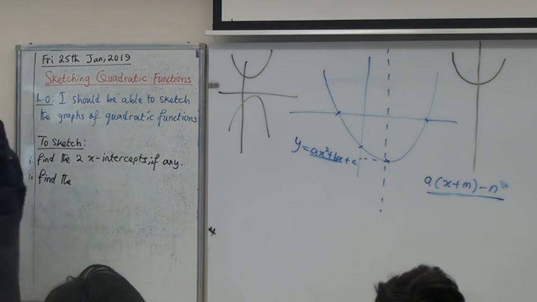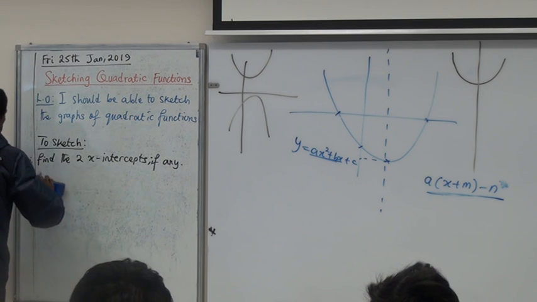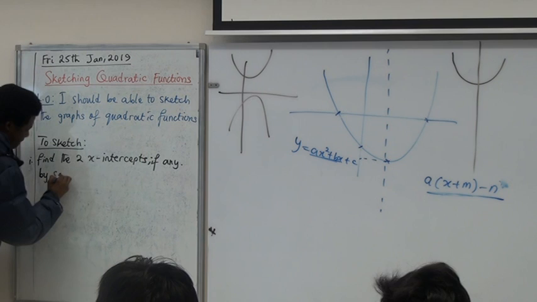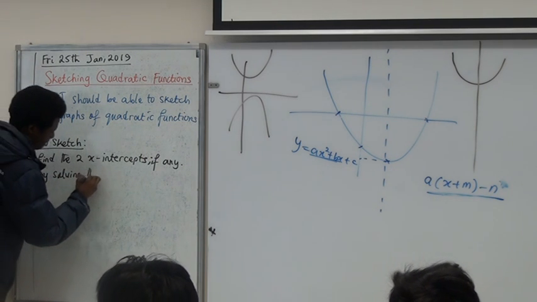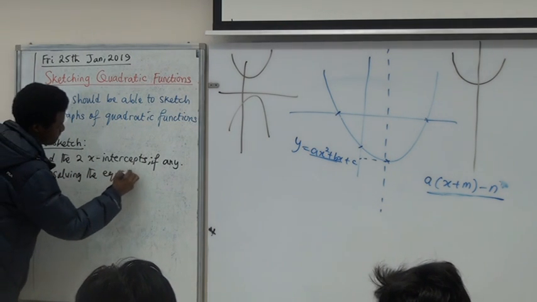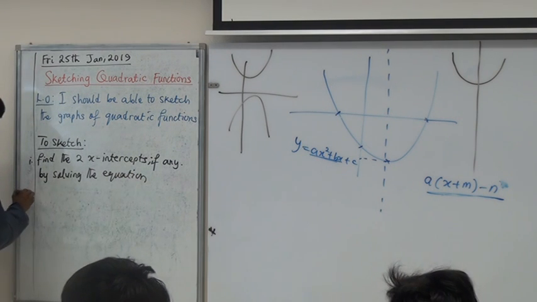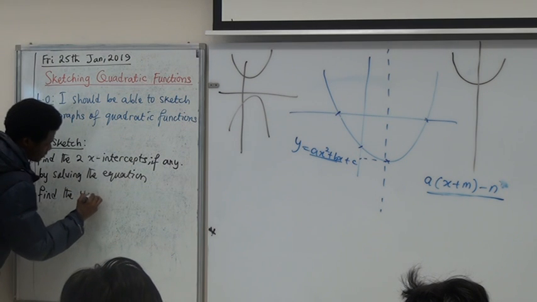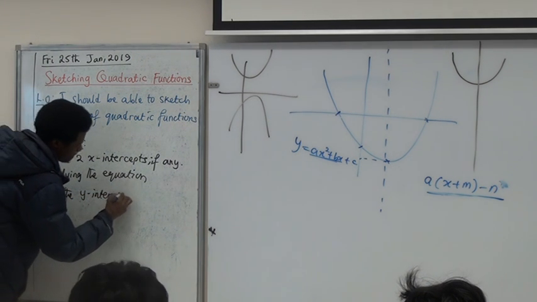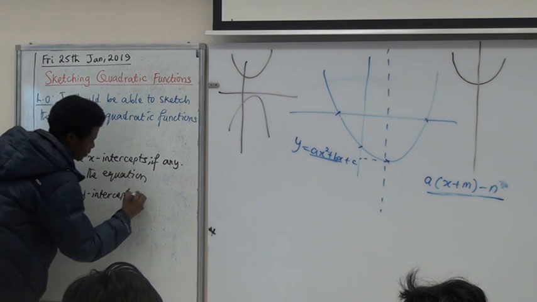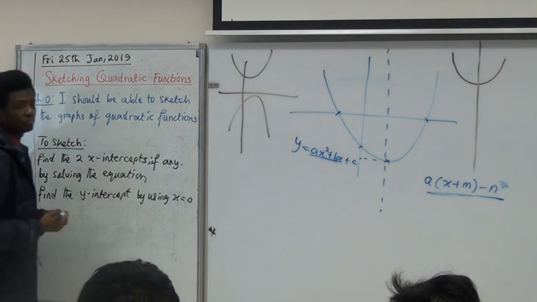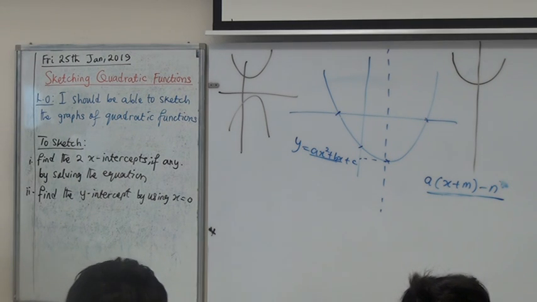So how do we find the x-intercept anyway? By solving the equation. Okay? So find the y-intercept, by using x is equal to 0. You don't have to work that out from the original equation, just pick the constant. Okay?